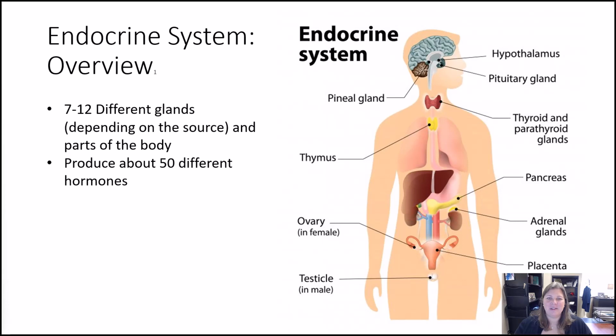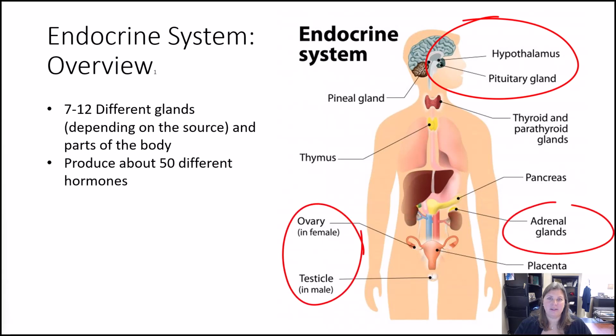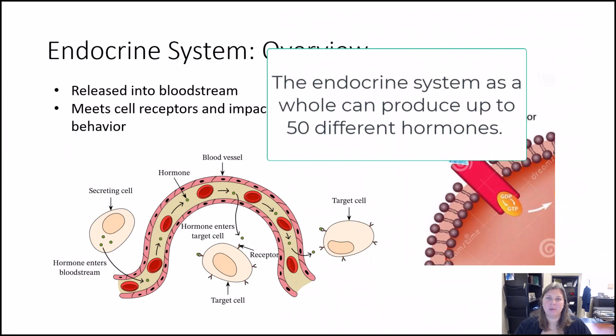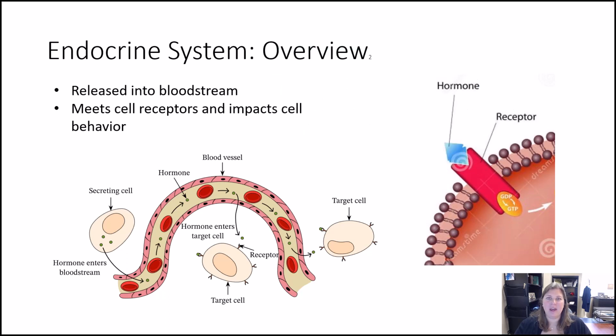The endocrine system consists of glands in 7 to 12 different parts of the body, depending on the source that you are looking at the information from. There are 4 systems primarily responsible for puberty: the hypothalamus, the pituitary gland, the gonads, and the adrenal gland. Collectively, these glands can produce up to 50 different hormones that are released into the bloodstream and carried throughout the body until the hormone reaches its intended receptor and attaches to the cell.